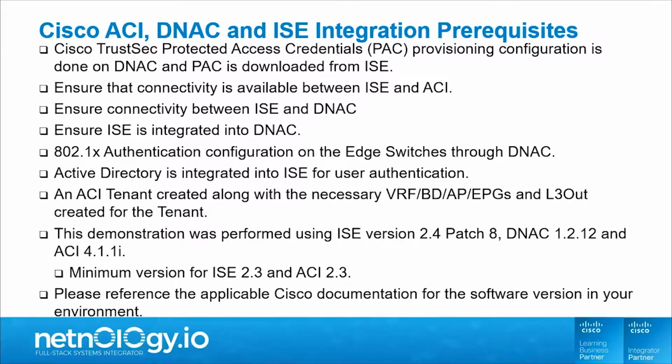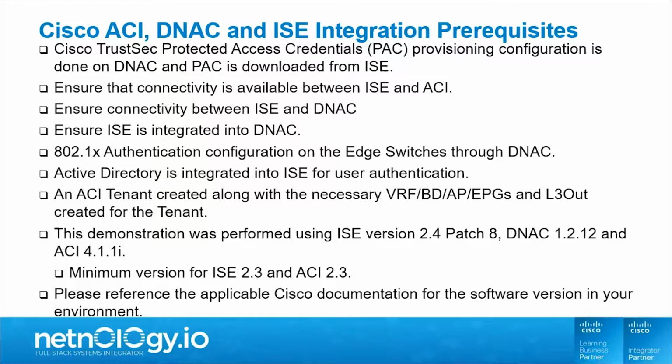Prerequisites for Cisco ISE and ACI integration ensure that Cisco TrustSec protected access credential PAC provisioning configuration is done through DNAC on edge switches so that the PAC is downloaded from the Identity Services Engine, ISE. Ensure that connectivity is available between ISE and ACI, and also connectivity between ISE and DNAC. Also ensure that ISE is integrated with DNAC 802.1x authentication configuration on the switches through DNAC. Active Directory is integrated into ISE for user authentication.